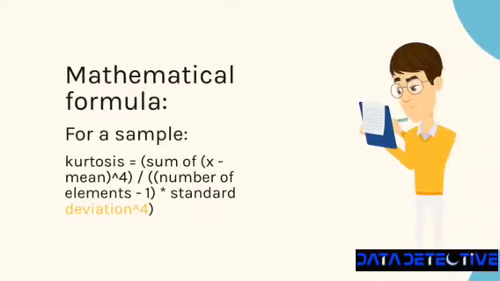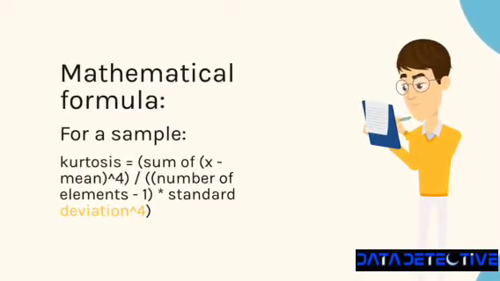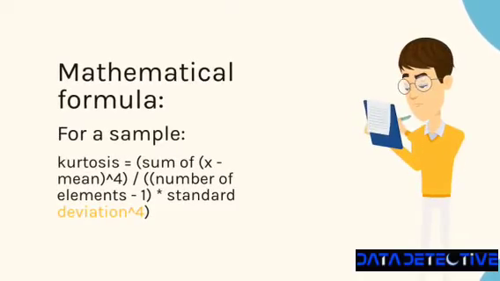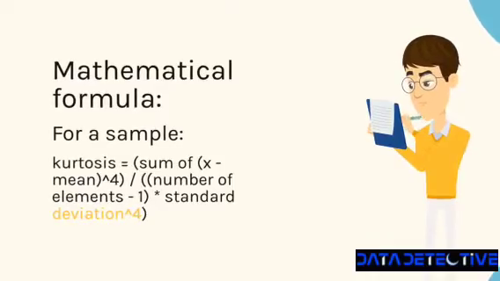Mathematical formula: for a sample, kurtosis equals the sum of (x minus mean) to the power of 4, divided by the number of elements minus 1, times the standard deviation to the power of 4.